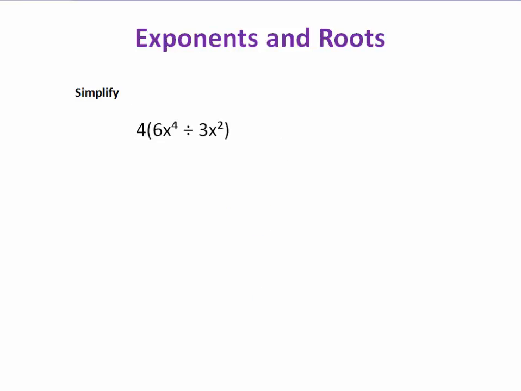Here we've got a division. We can divide this into 2 parts. We can divide the numbers first, so 6 divided by 3, and then use our rules of exponents to divide these powers, which means subtract the exponents. So here we've divided this sum into 2: 6 divided by 3 in brackets, and x to the power 4 divided by x to the power 2. 6 divided by 3 is 2. x to the power 4 divided by x to the power 2 is x to the power 2. 4 times 2 is 8. So 8x to the power 2.